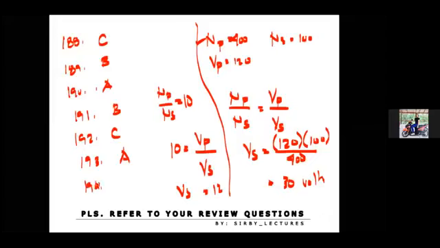And for 194, a transformer has an 8:1 ratio. If the primary has a current of 100 milliamperes, determine the current across the secondary. So you just have to apply the relationship, except that for the current, this is secondary over primary. Okay, so the answer here is letter D.